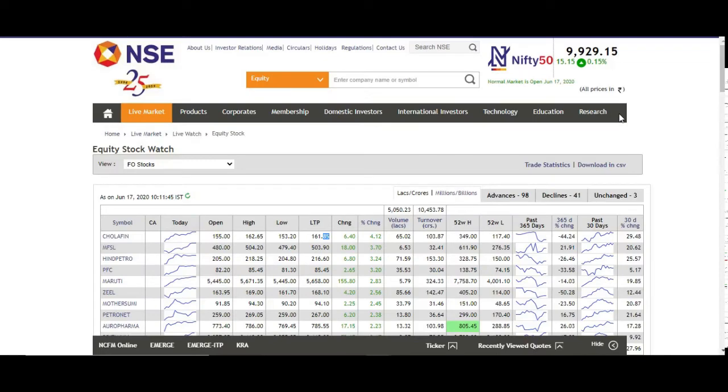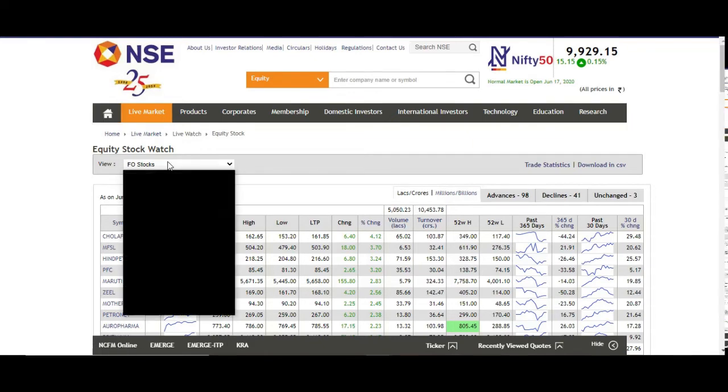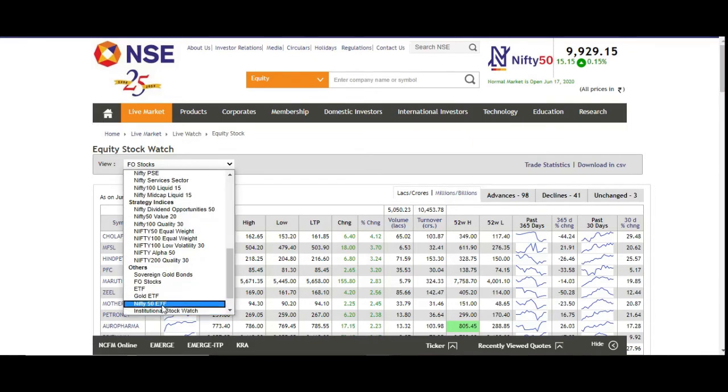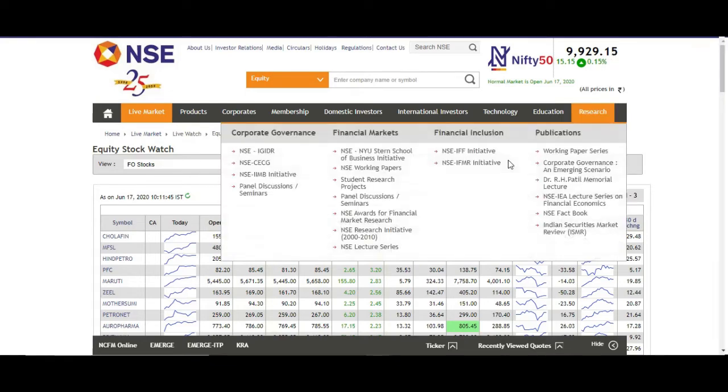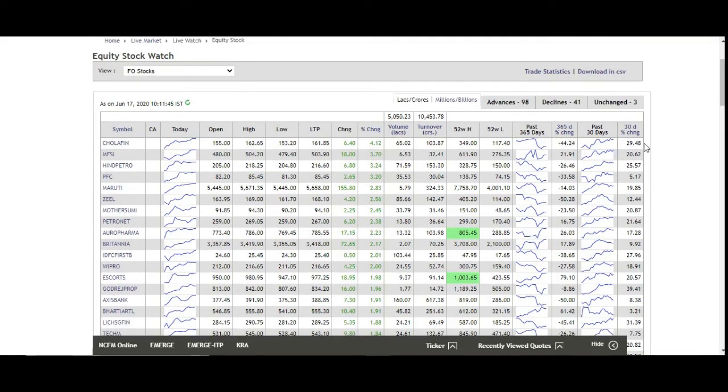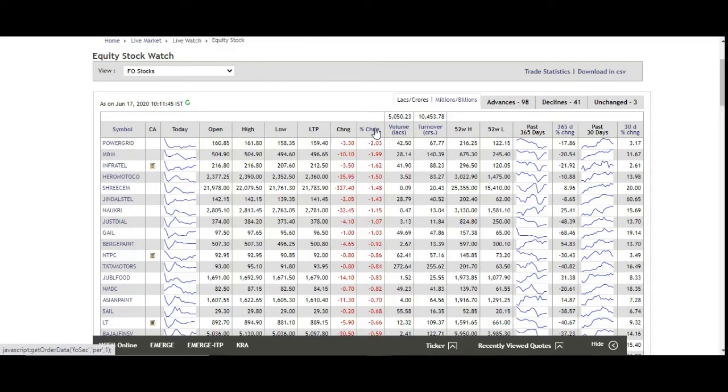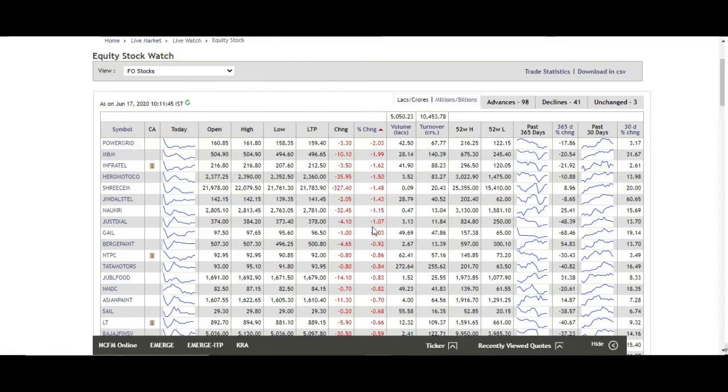Go to the NSE India website, click on the stock watch, click on the view button and select the FNO stocks. This is for the buy side. Now let's assume that Nifty is on the sell side, at minus 0.20%. Click on the change percentage so that stocks are displayed in descending order of the highest losers. You can see Power Grid and M&M are the stocks which are losing.